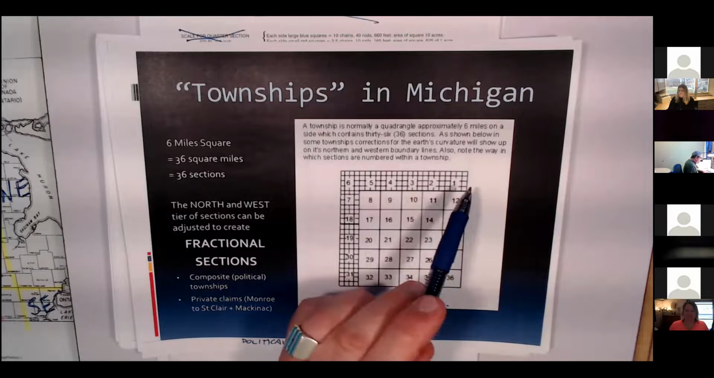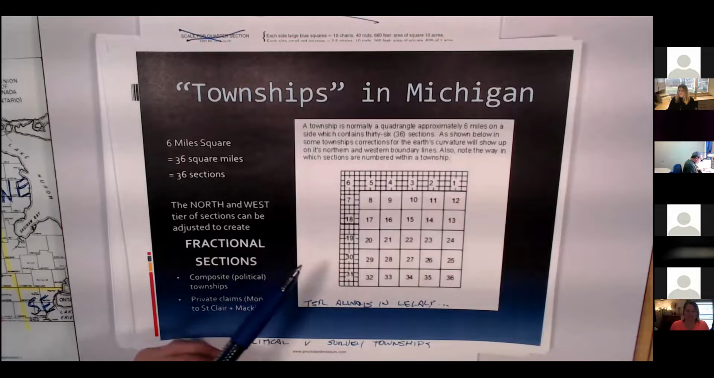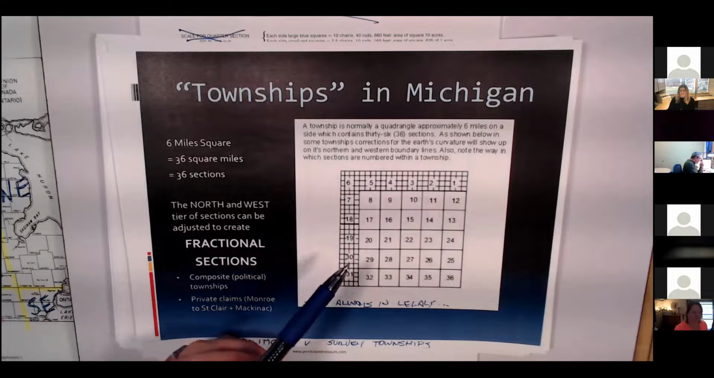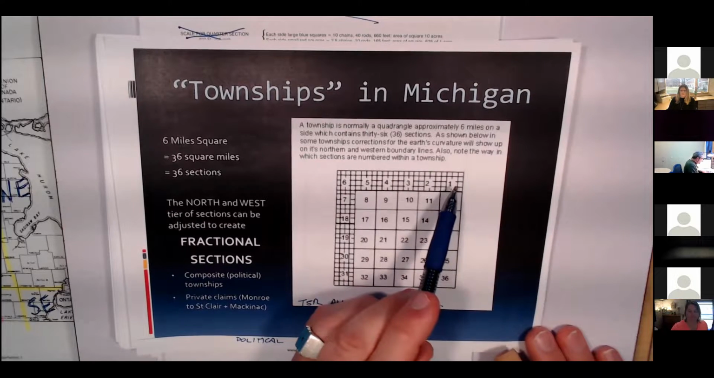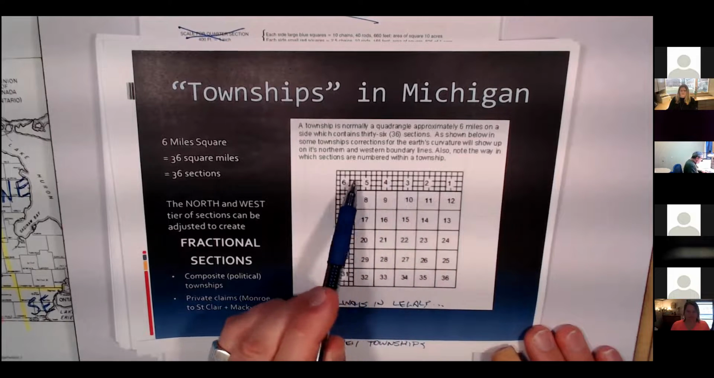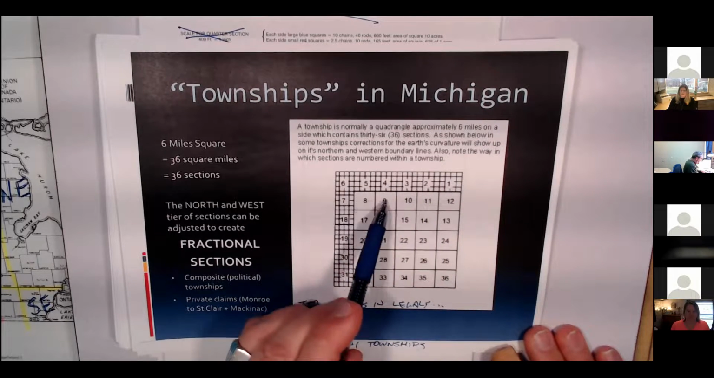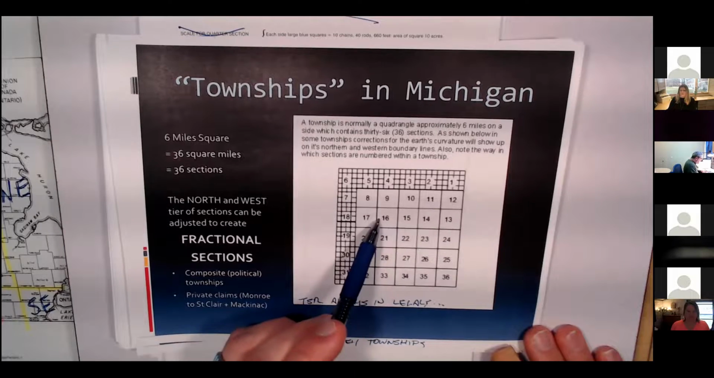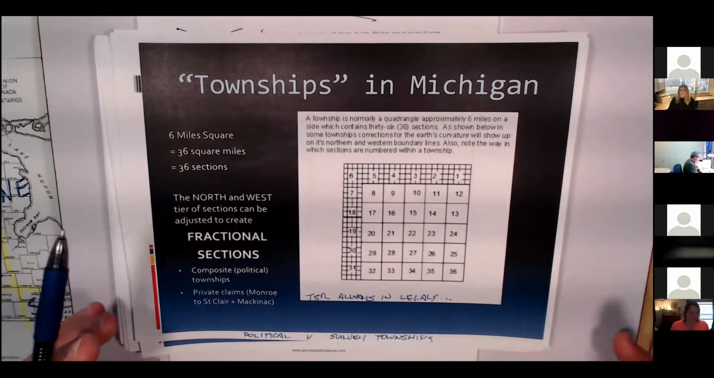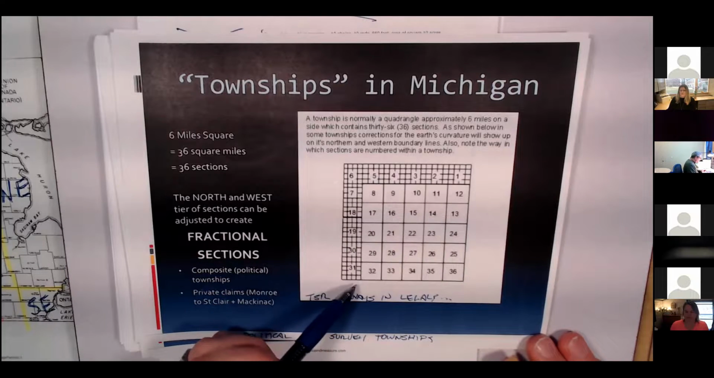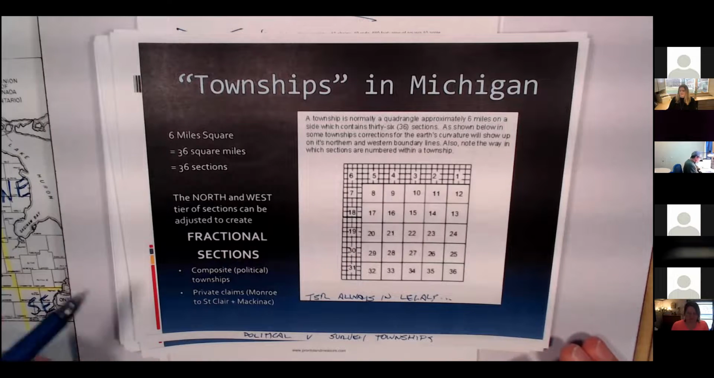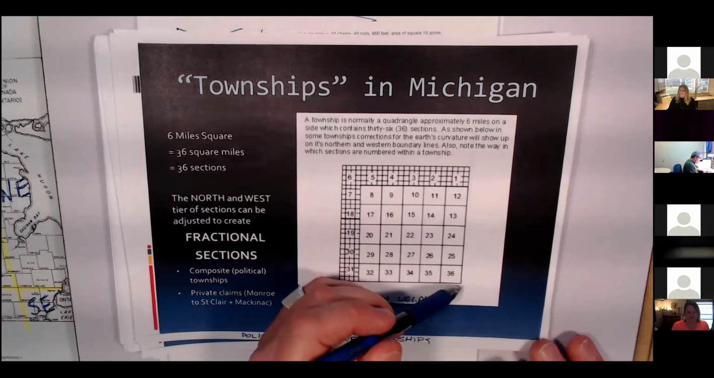Townships in Michigan are 6 miles square, and the numbering starts at the upper right-hand corner and goes 1, 2, 3, 4, 5, 6, and drops down 7, 8, 9, 10, 11, 12. It runs in an unusual kind of zigzag pattern. I don't know why, but that is the way that it's done. They're generally 6 square miles. Each square mile, as we'll get into in a minute, has standard measurement.